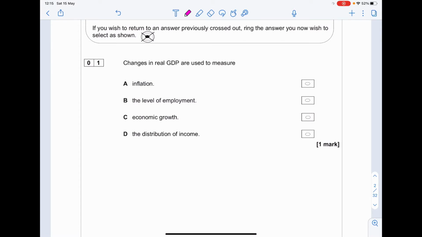Right, so changes in real GDP are used to measure... So GDP, gross domestic product, that should be a fairly straightforward one. Changes in real GDP are used to measure economic growth. Inflation is measured using the CPI, and the level of employment is measured using the claimant count or the ILO survey, and the distribution of income, that's measured using the Gini coefficient, which you might not have done in year 12 yet.